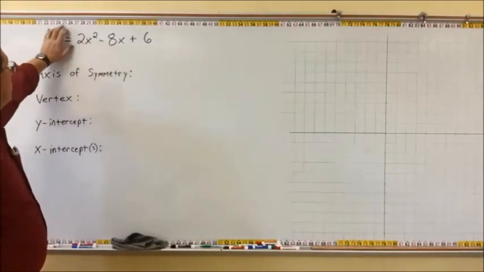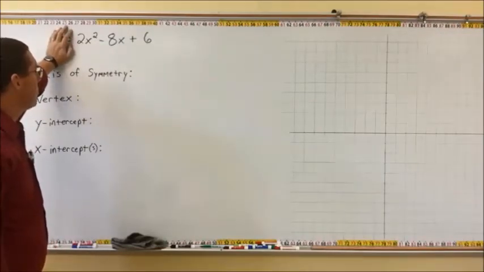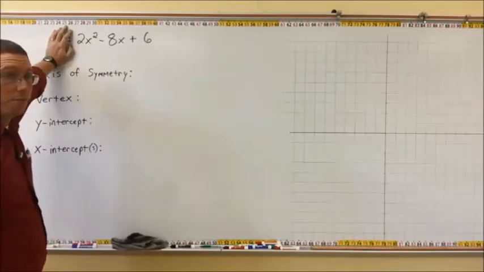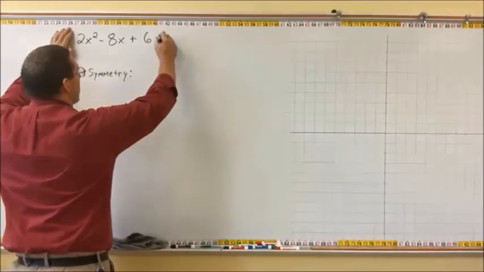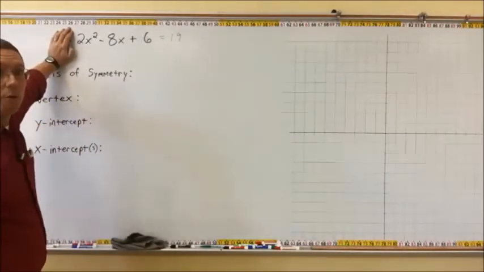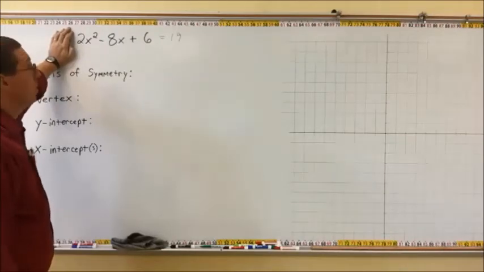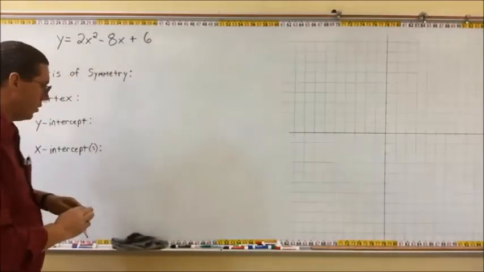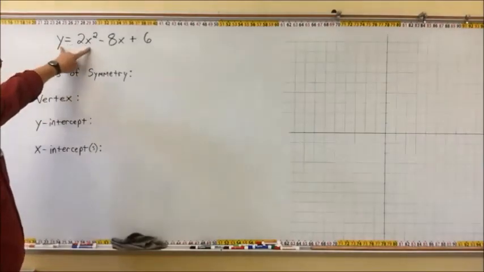Now, if it was just, hey, I've got this expression, 2x squared minus 8x plus 6, that is just a quadratic expression. If I have 2x squared minus 8x plus 6 equals 19, that is an equation with a solution, or presumably it has a solution. It may not have any solution at all. But when we put y equals in front of the quadratic expression, now we have two variables.